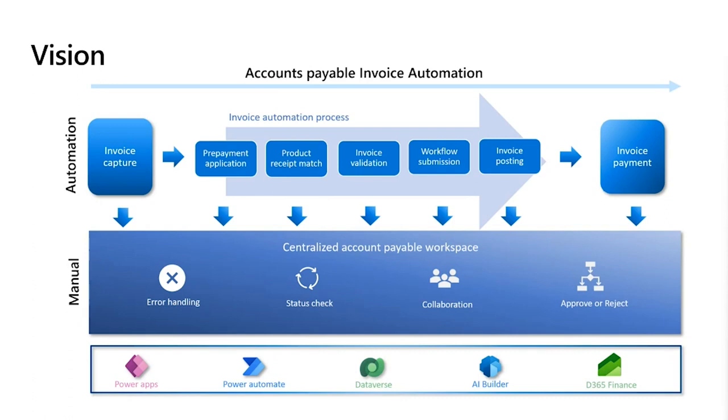In our roadmap, we will provide a new workspace for AP clerks to centrally handle these invoice processing exceptions. For example, check the invoice status, do the error handling with detailed error messages, and collaborate, for example, to check the purchase order with the purchase manager for the PO invoice, and also do approval or rejection in the workflow. This ensures all the invoices can be processed in time and accurately via our solution.